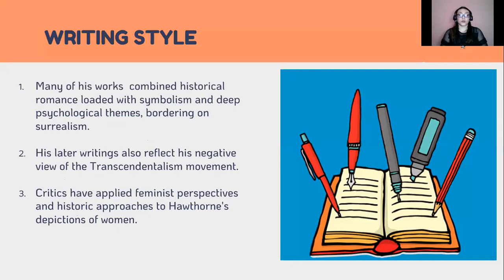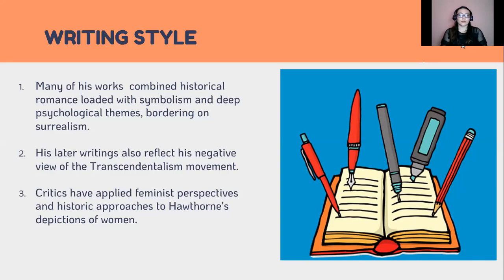Now, if we talk about his writing style, this is maybe one of the most important parts. Many of his works combine historical romance loaded with symbolism and deep psychological themes, as I was saying before, bordering on surrealism. So here, as I was saying, we have in the story maybe two people that fall in love, or two people that start having feelings with each other, but there's evil around, and that means that one of them is going to fail, or one of them is going to, I don't know, make the other one feel bad, or someone around the context of these two characters is going to do something that's going to affect the whole story. And that is related with the psychological themes, because it's not only that they did something, it's also how that affected the characters.